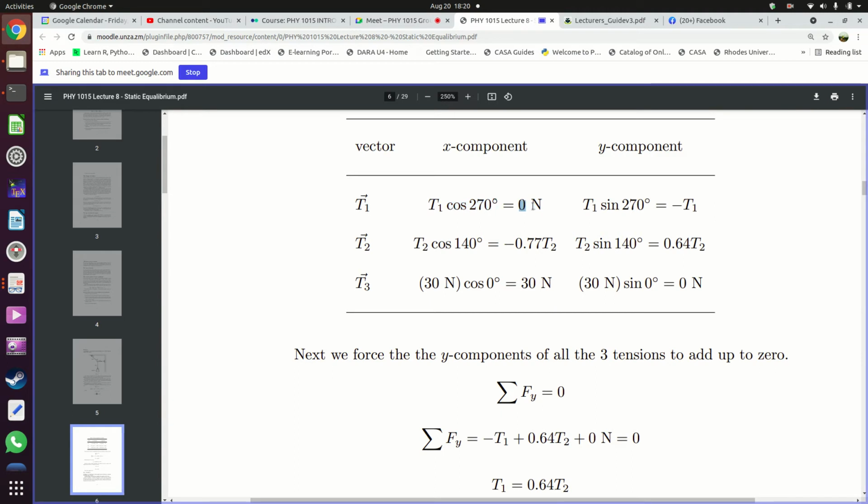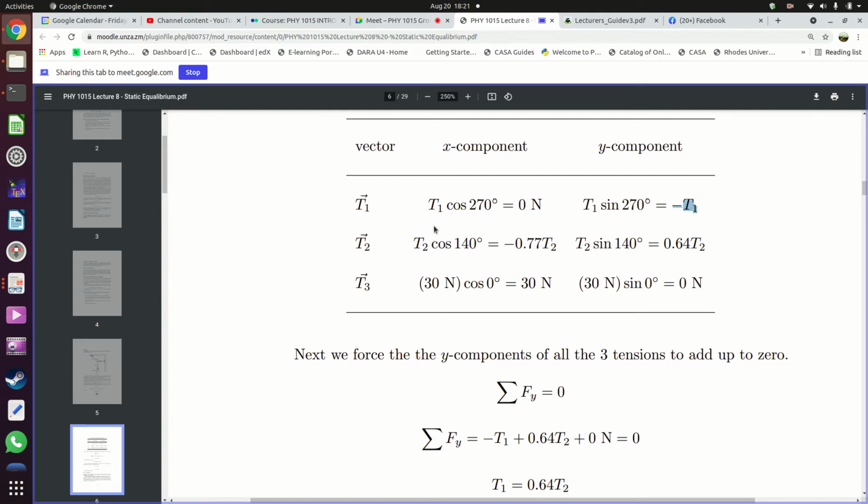So we're going to end up with T1 cos 270 degrees. That's going to give you 0 newtons. For the y component, you're going to have T1 sin 270 degrees, and you're going to end up with minus T1. So the x component of the tension in the first cord is going to be 0, and the y component is just going to be minus T1.